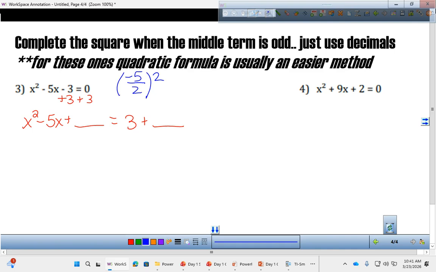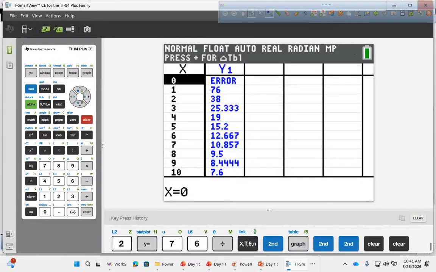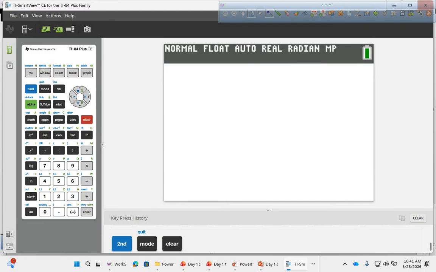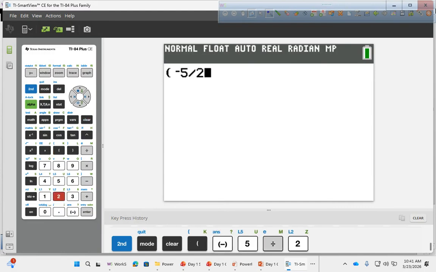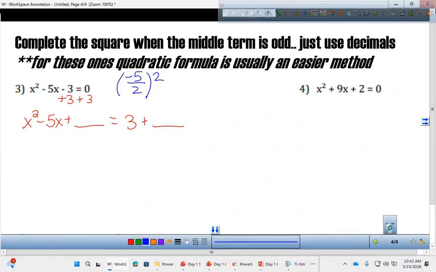squared. So you can get that number that goes in the blank every time by doing the middle number divided by 2, square that number. Just make sure you use parentheses in your calculator, otherwise it's going to show up as negative. So I'm doing -5 divided by 2 squared. 6.25. That one's not as easy to do in your head. That's why I like even numbers better for this. But my perfect square here is 6.25.